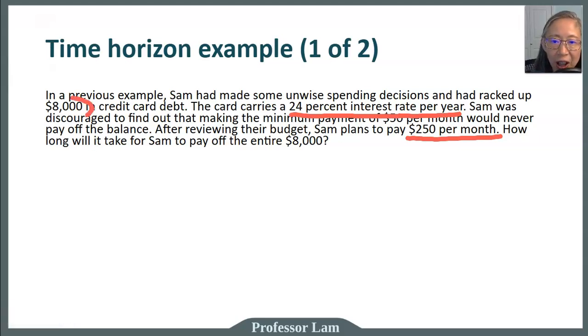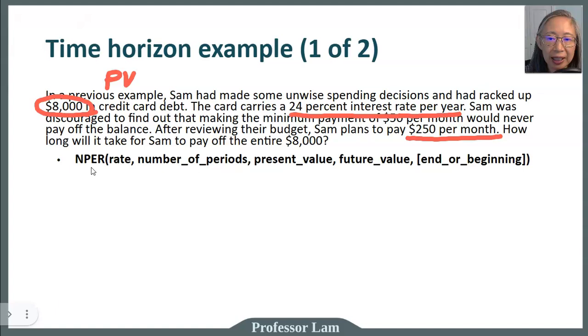So the $8,000 is how much they owe today. So how much they owe today is the present value. $250 per month. Anytime you see per month, there's a good chance that that is going to be their monthly payment. So that's the annuity payment amount. The function we'll be using is NPER. Notice that this is per month.